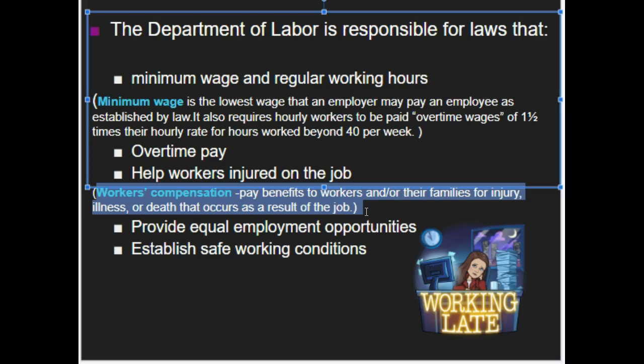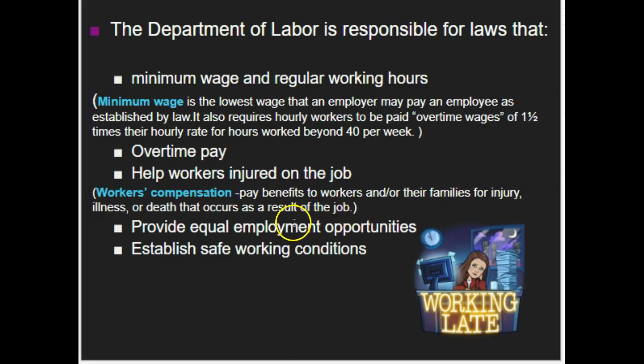Either way, it has to be something that happened at work and has to be because of the work, not faked a fall in the grocery store and you sue them. That's a totally separate situation. Workers' compensation pays benefits to the workers because of something that happened on the job.